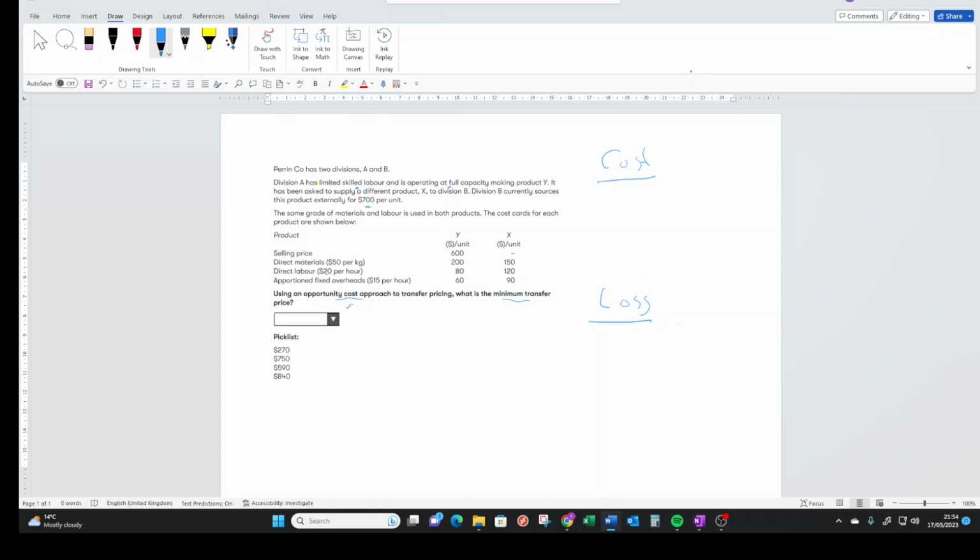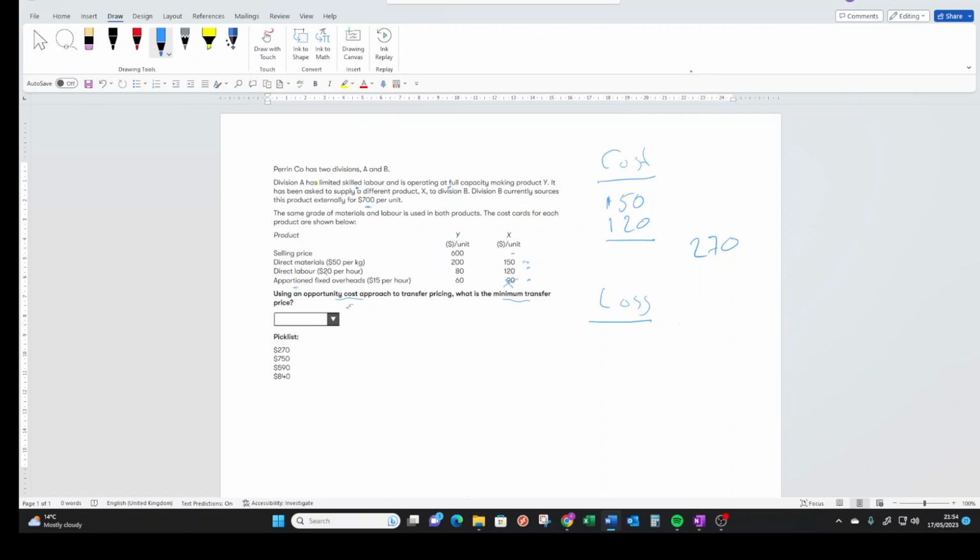So the cost of making the new product is quite straightforward. So it's product X. There are three costs on the cost card. There's direct materials, there's the direct labour, and then there's the apportioned fixed overheads. Now, the apportioned fixed overheads are irrelevant to this because the company is going to incur those whether or not it makes these. So we can ignore that one, and the cost is just these two added together. So it's 150 plus 120, so we end up with $270 to make 1 unit of X.